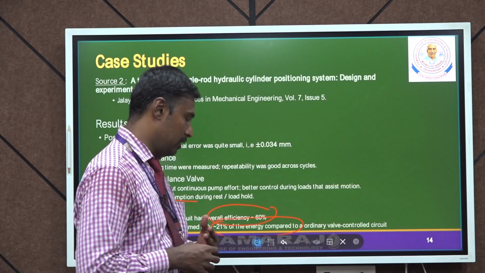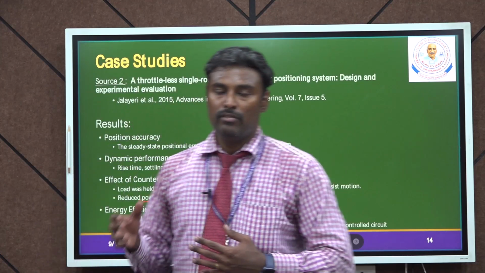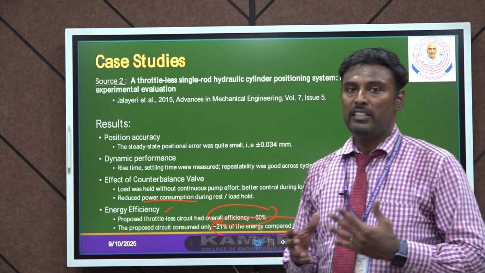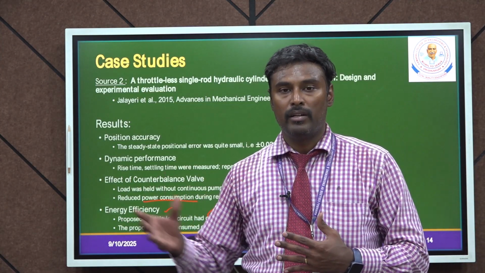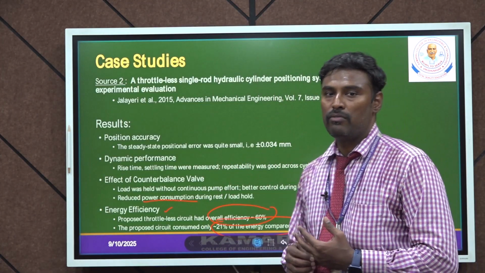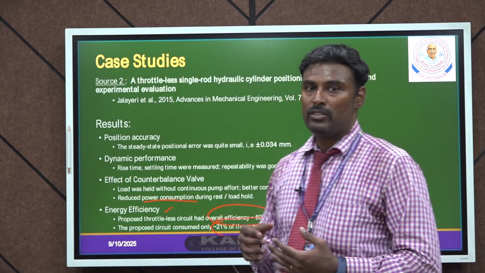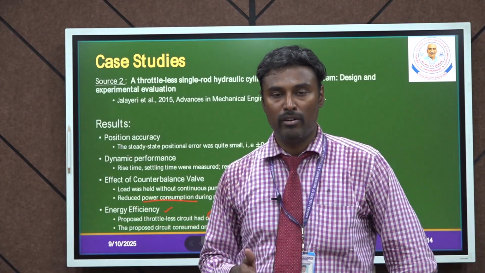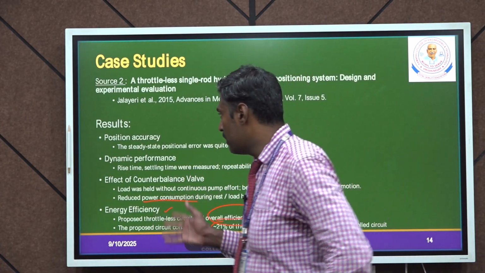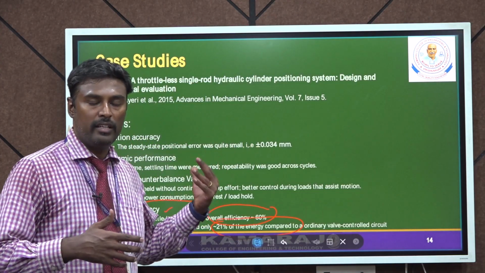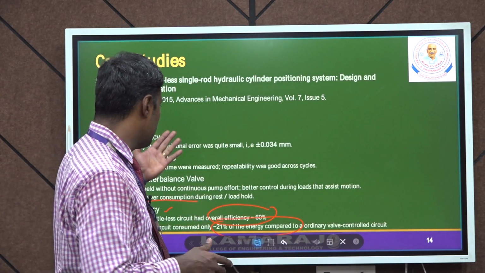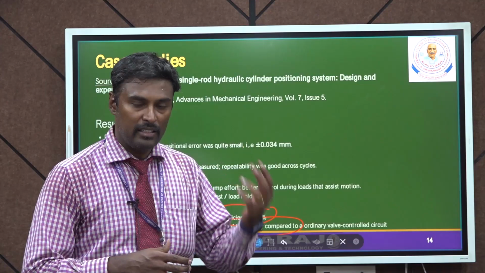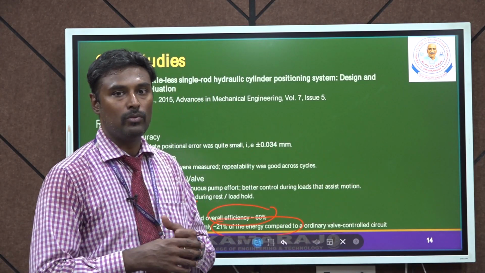One is by Ramesh et al. in the year 2017, who used regenerative circuits and compared the regenerative circuit with the traditional ordinary circuits. And the other is Jalayeri in the year 2015, using this counterbalance valve without the use of a throttle valve. They studied the entire setup in a laboratory environment, made the circuit work in a very successful manner, and compared the results. These are the positive results: the overall efficiency is improved by 60%, and 21% of energy consumption is reduced by applying the simple counterbalance valve setup.